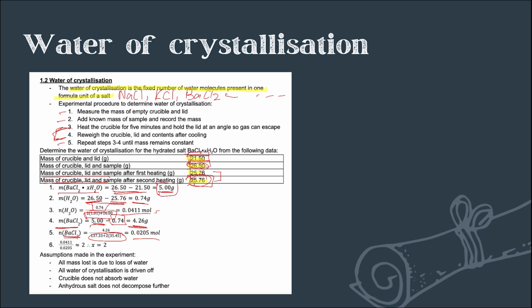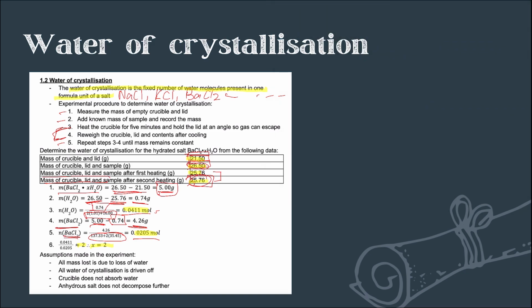Now that we have the moles of BaCl2 and the moles of water, we can find the ratio between them. It's similar to the empirical formula in that concept. We can divide by the smallest number to get 2. So X should therefore be equal to 2. So yeah, that's how you would work through this sort of question.